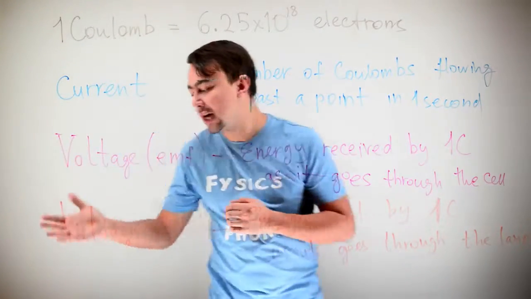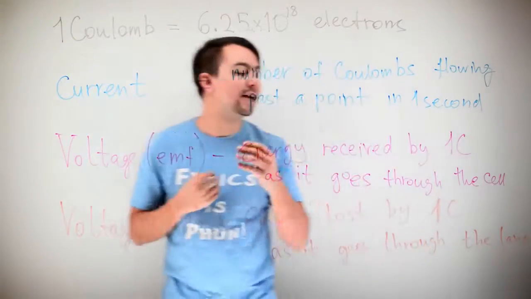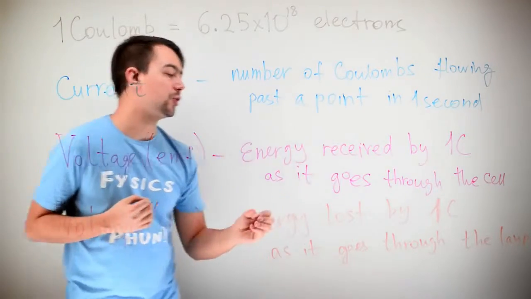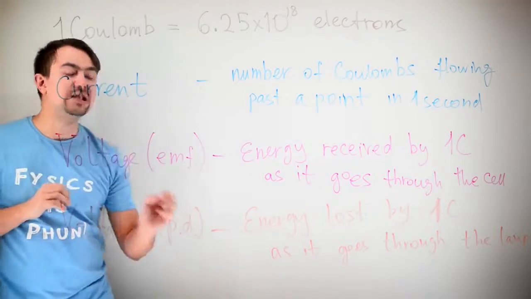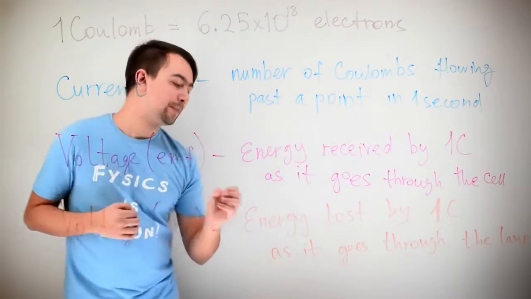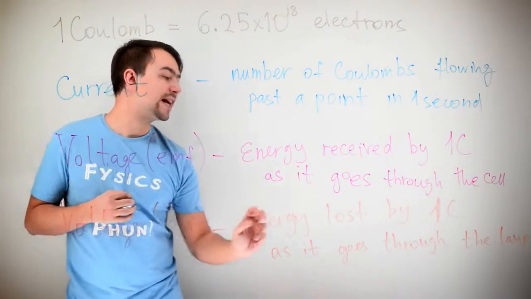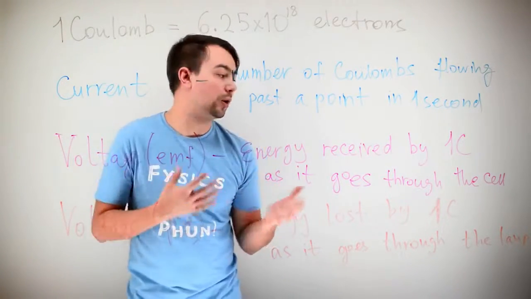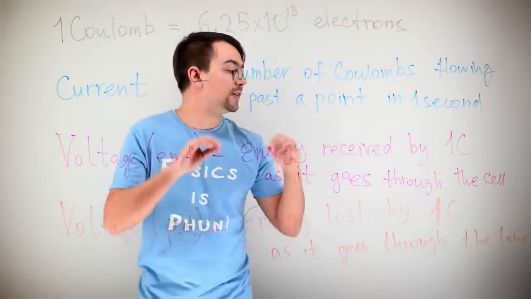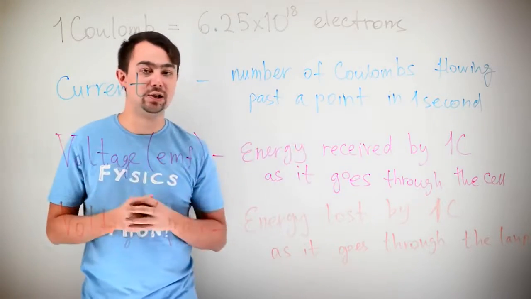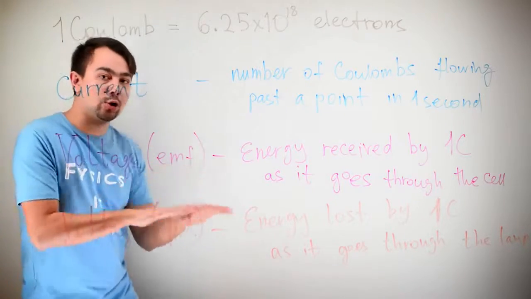Voltage, we have two types of voltage. Voltage EMF, it's called electromotive force. It's the energy received by 1 coulomb of charge as it goes through the cell. The second type of voltage is PD, potential difference. Is the energy lost by 1 coulomb of charge as it goes through the lamp. Well, it doesn't have to be a lamp, it could be an electric motor or any element of the circuit where the electrons lose energy. So, EMF is gain in energy, PD is loss in energy.